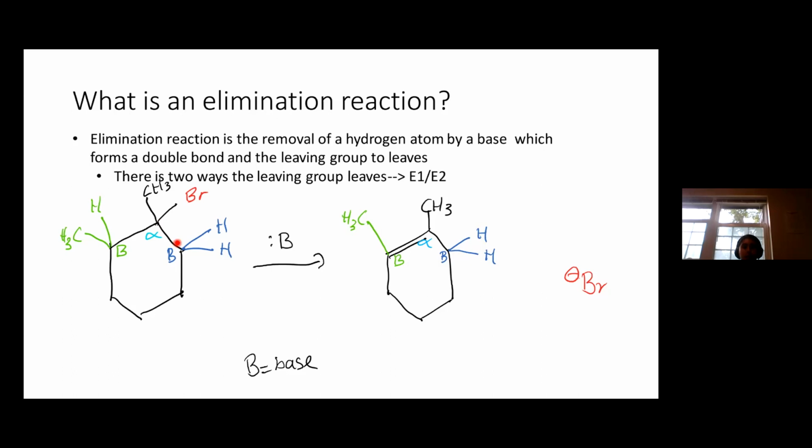And there's two ways that the leaving group leaves that we'll talk about. This is what separates E1 and E2 reactions. So I'm not going to go into too much detail, but just know that we removed an H, in this case this green H right here from this green beta carbon. And we also had this Br leave from the alpha carbon. And there was a formation of a double bond between that beta carbon and that alpha carbon, so right here. Okay. And I'll talk more about the mechanism and how it occurs. This is just the main idea behind this.